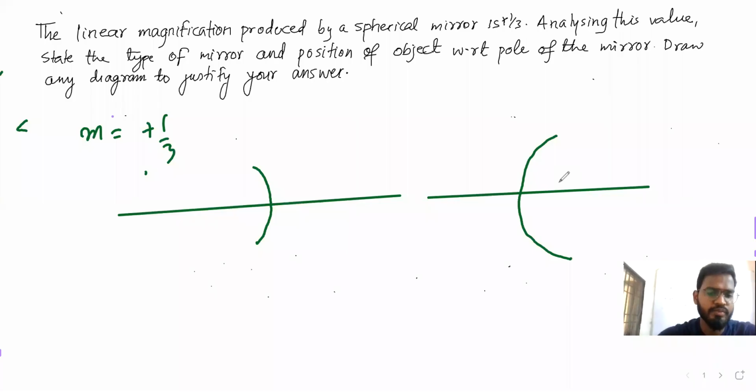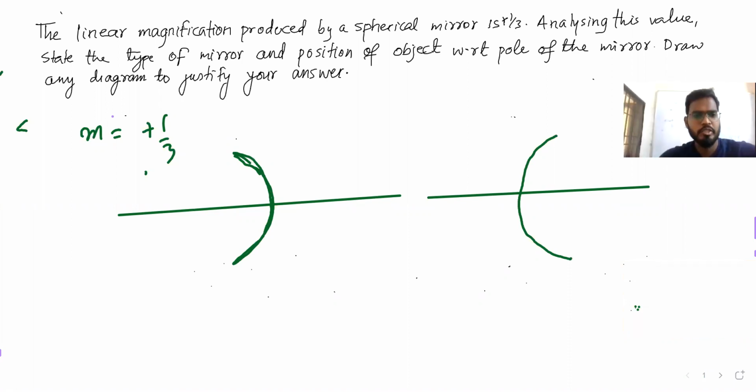So two types of mirror we can draw here, one is concave, one is convex. Magnification is plus 1 by 3. Whenever you write plus 1 by 3, the image is going to be virtual and erect. But in a concave mirror, the image is virtual and erect in only one case, that is, if the object is placed between pole and focus.